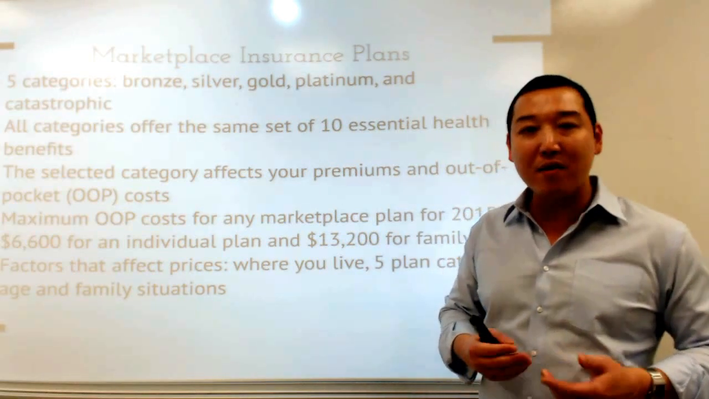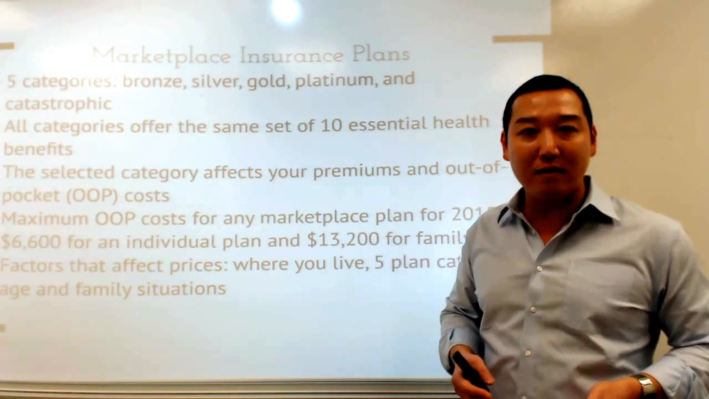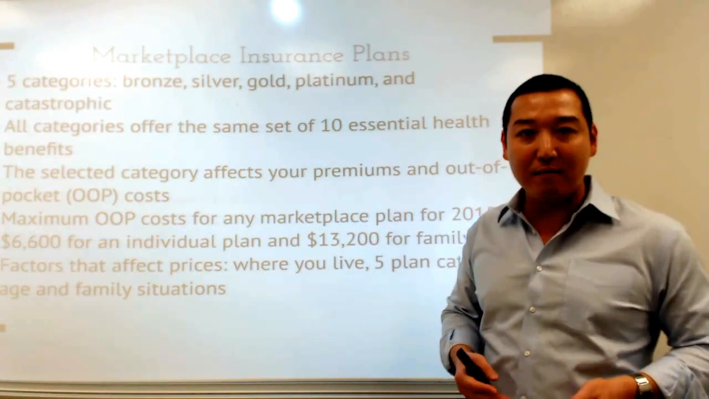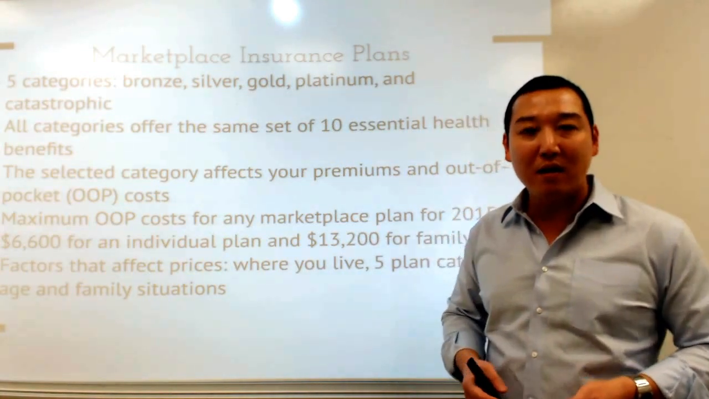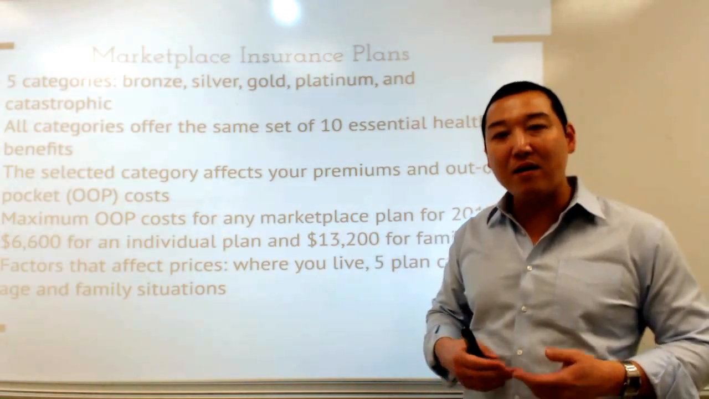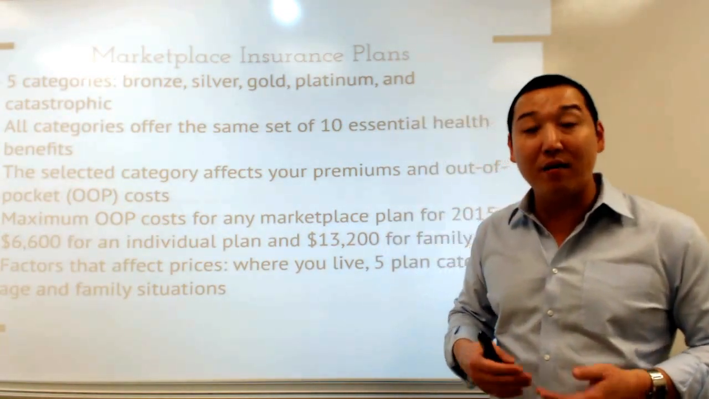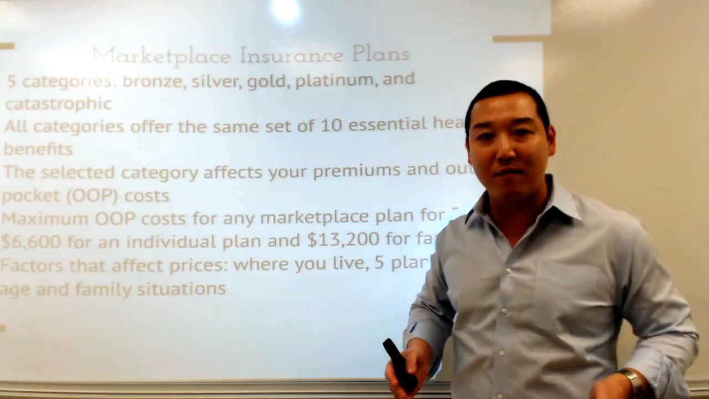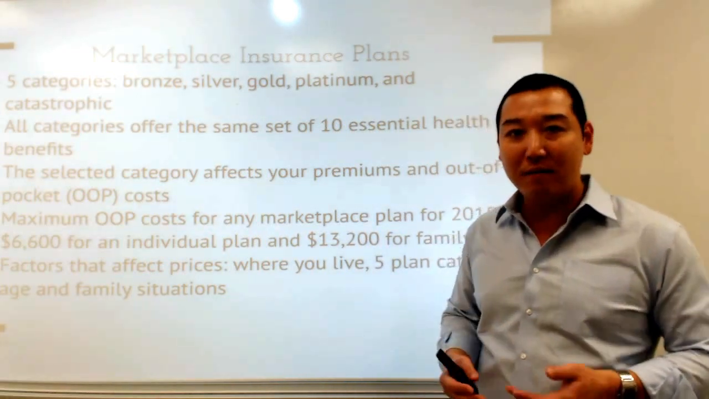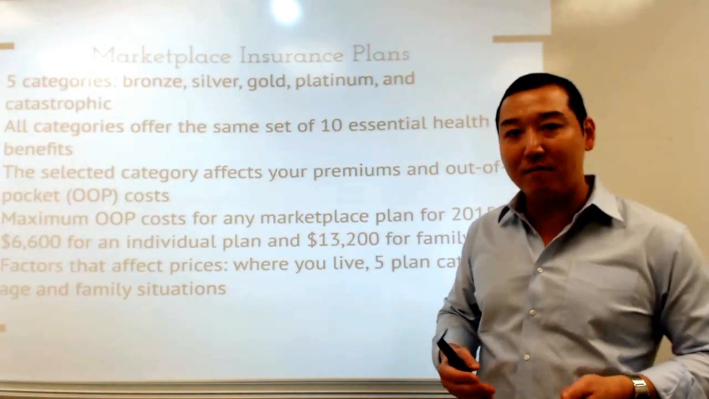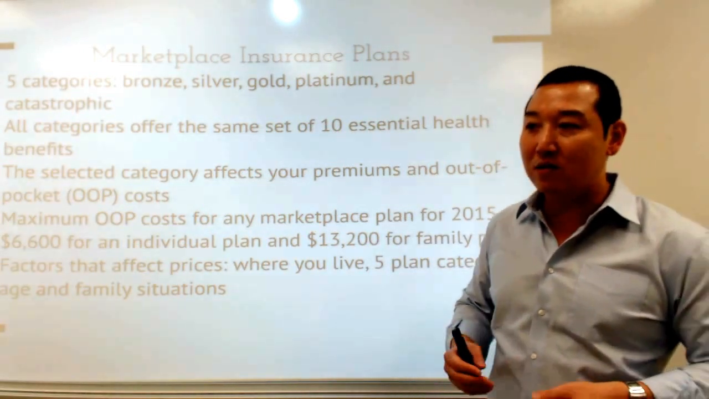For bronze coverage, you're going to end up paying about 40% of all the costs out of pocket. With a platinum plan, you're going to end up paying about 10% of costs. So the basic calculation on the consumer's part is, do you want to pay more upfront, or do you want to pay more later if you need coverage? That's what you're calculating when you think about which plan to select.